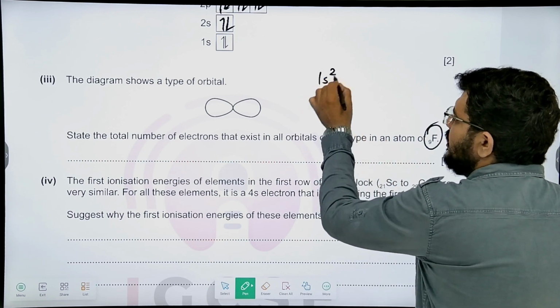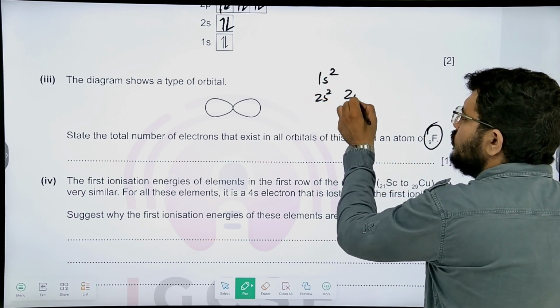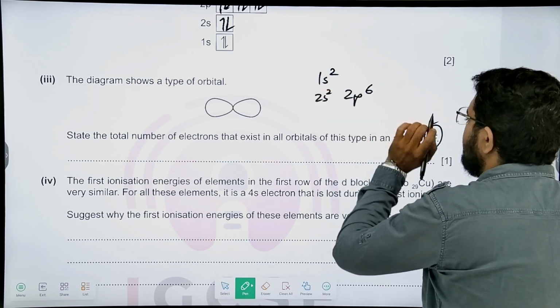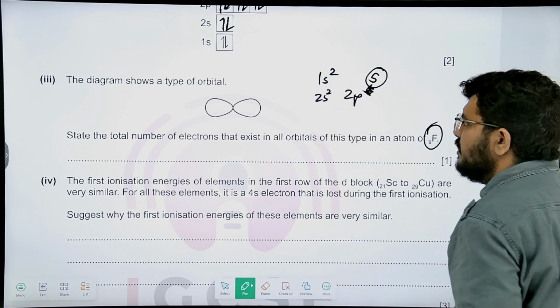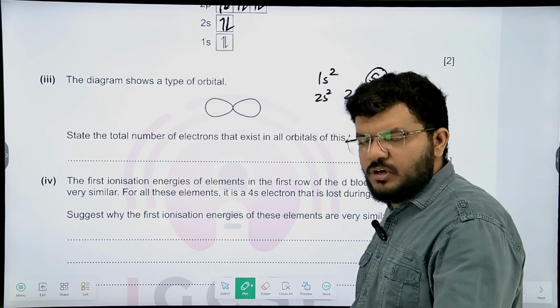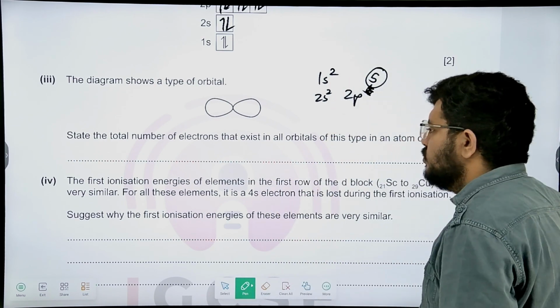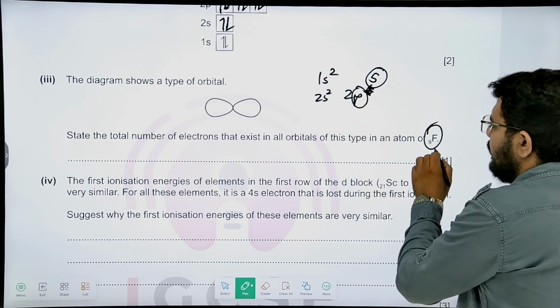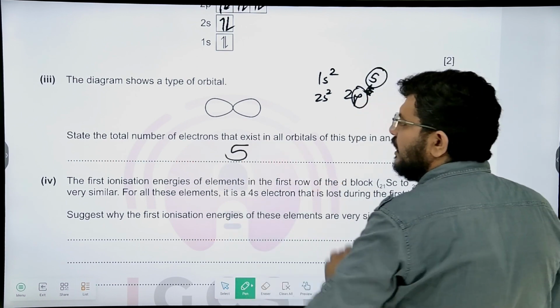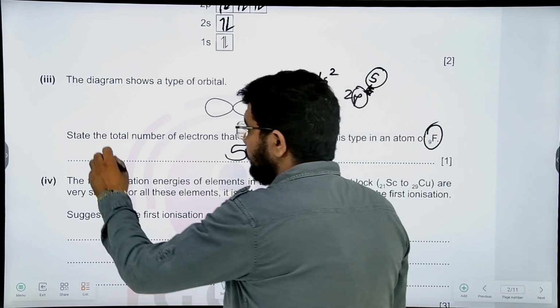So fluorine has 1s2, 2s2, 2p5. 1, 2, 3, 4, and these are 10 electrons. So only 5 electrons over here. So how many? All the p orbitals look the same, right? So all of these 5 electrons are in p orbital, and that is our answer. The answer is 5, right?